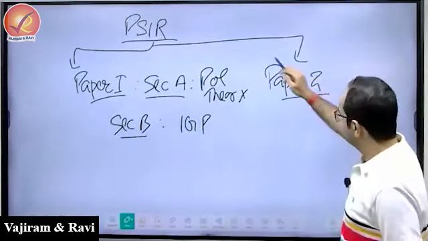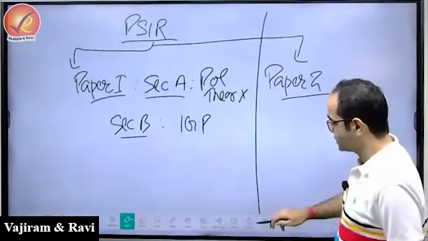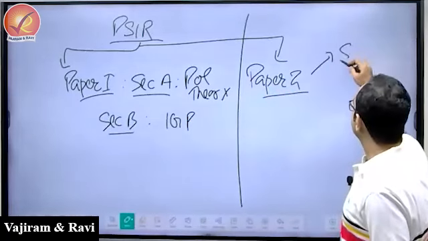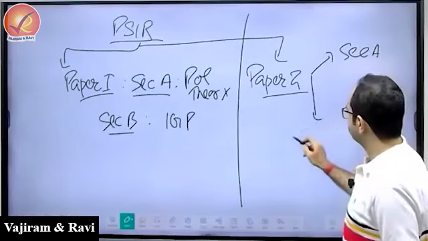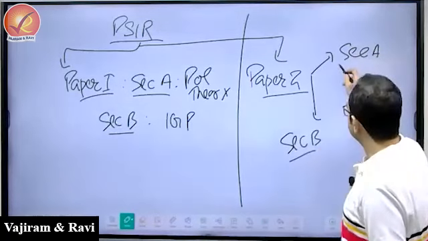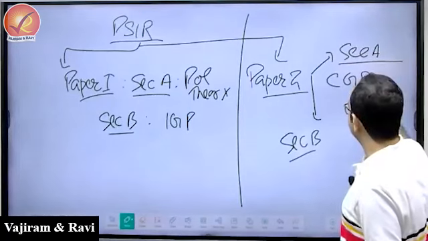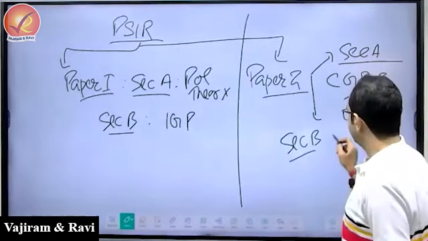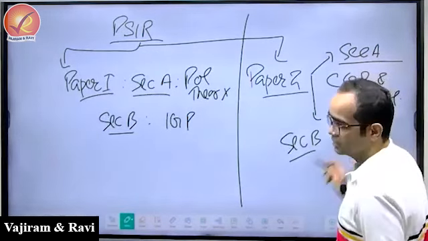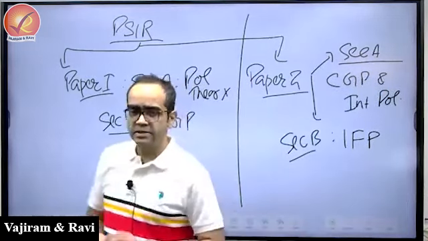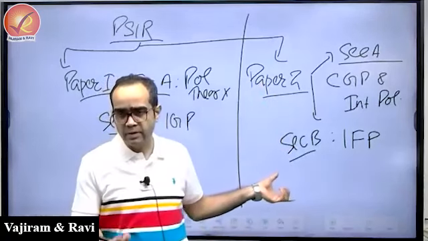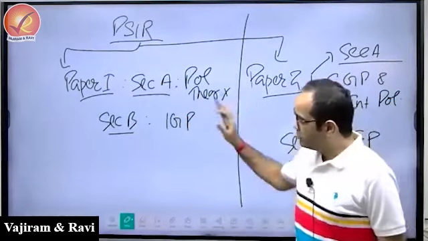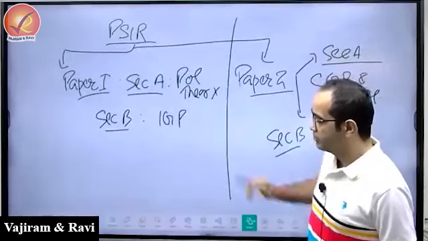Paper 2, accordingly, like every other optional of UPSC, also consists of section A and section B. Section A consists of comparative government and politics and international politics, while section B is India's foreign policy. Iqbal sir will be discussing more about paper 2. He'll come after some time and will be meeting all of you today also. I'll be focusing on paper 1 mainly.